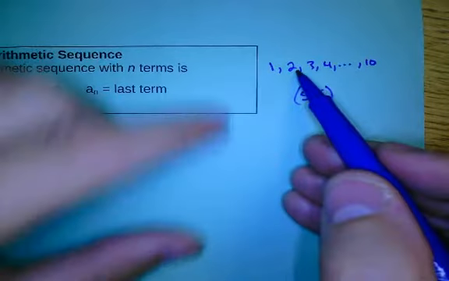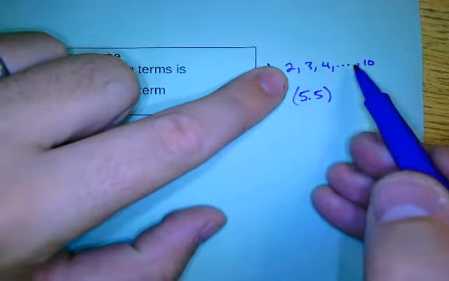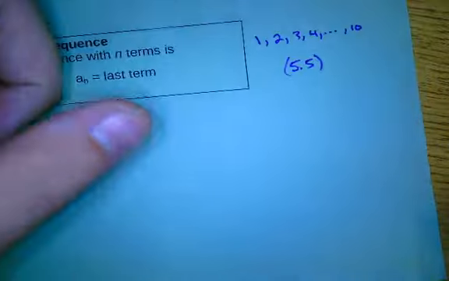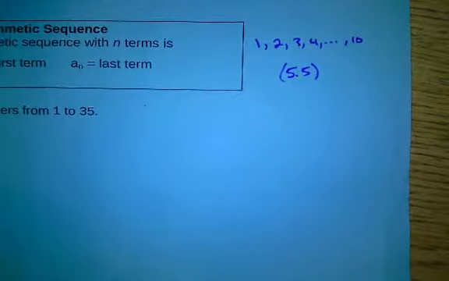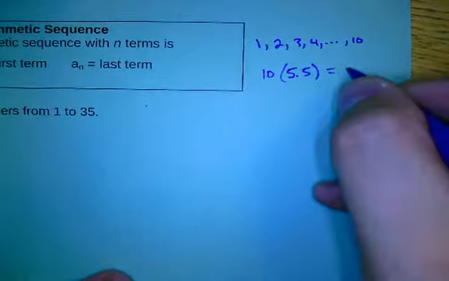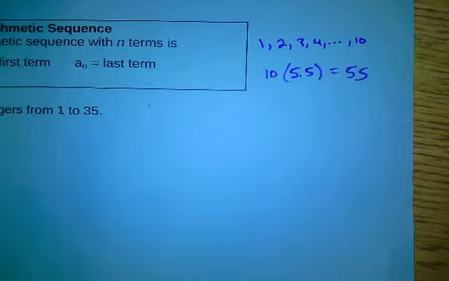That's the average. Because if I do the next ones, like 2 plus 9, the average is going to be 5.5. And I just keep doing that as I keep getting closer and closer to the middle. But how many terms are there? Each term averages 5.5. How many of them are there? There's 10 of them. 55. Does that make sense?